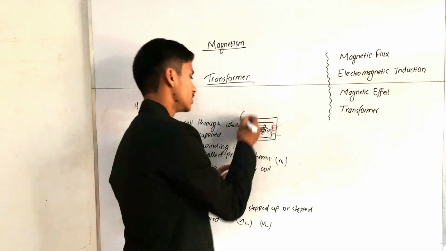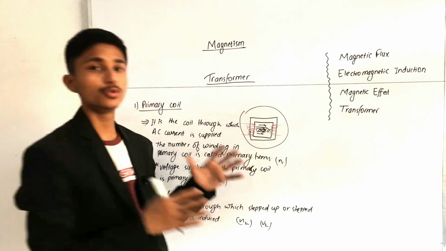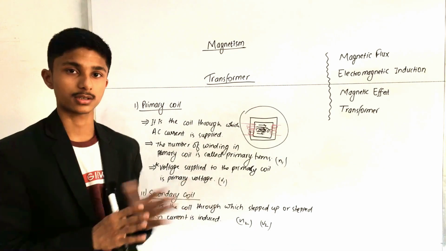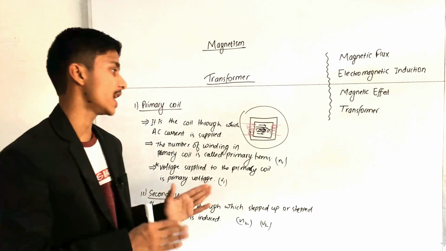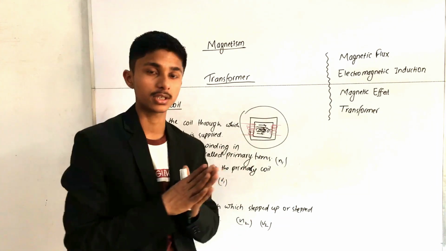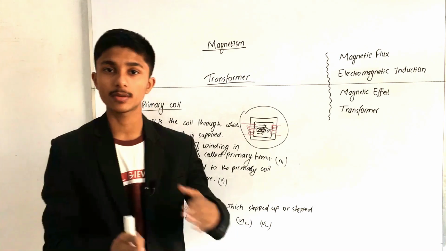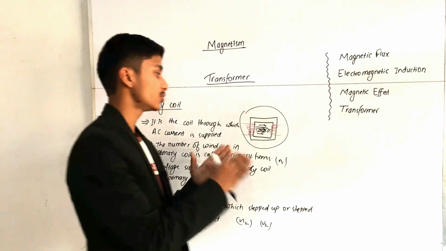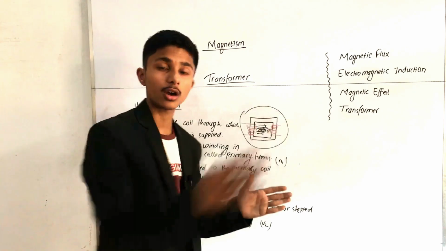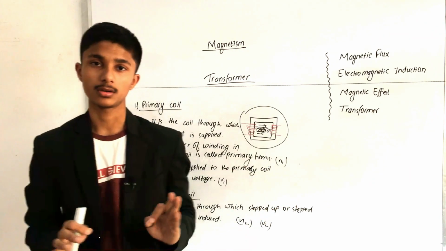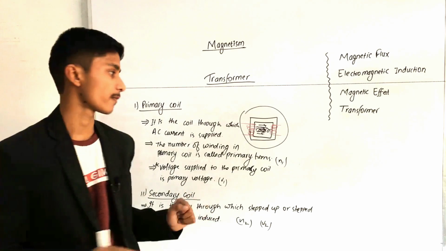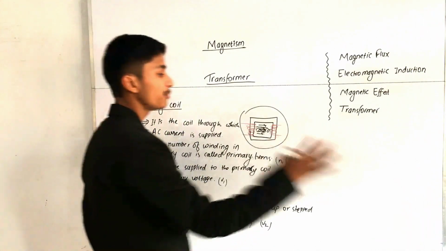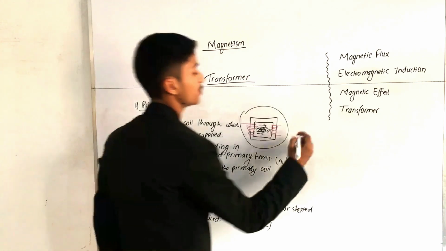So we can say this is based on mutual induction, the principle of mutual induction. The principle of mutual induction states that when electricity is passed and EMF is induced in a coil, due to which an EMF is induced in the secondary coil. Okay, here I will write now, we write the principle.